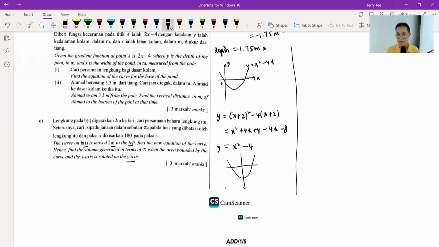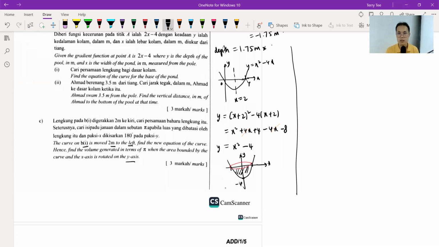If you don't want to use this, it's also okay. We can just mentally work it out because we know your axis of symmetry is at 2, this is at 4. When you shift to the left by 2, your axis of symmetry is now at 0, at the y-axis. So now we know they will intersect the x-axis here and here. But that is not important. The x-intercept is not important because we are going to rotate this 360 degrees about the y-axis.